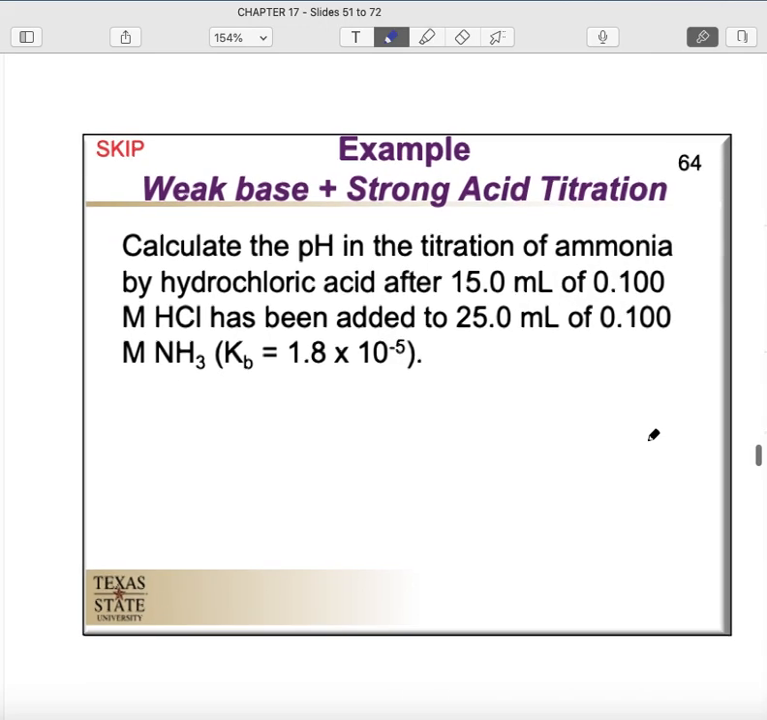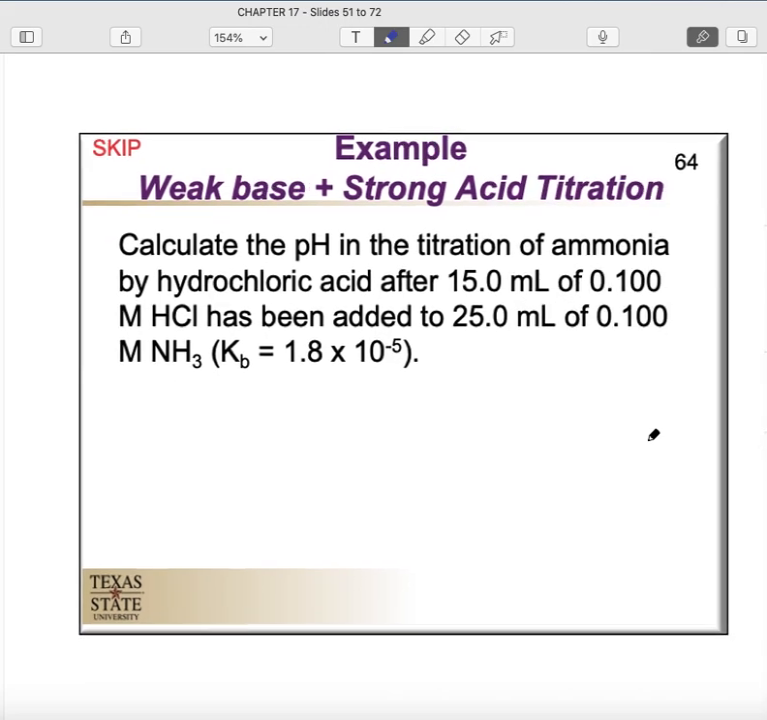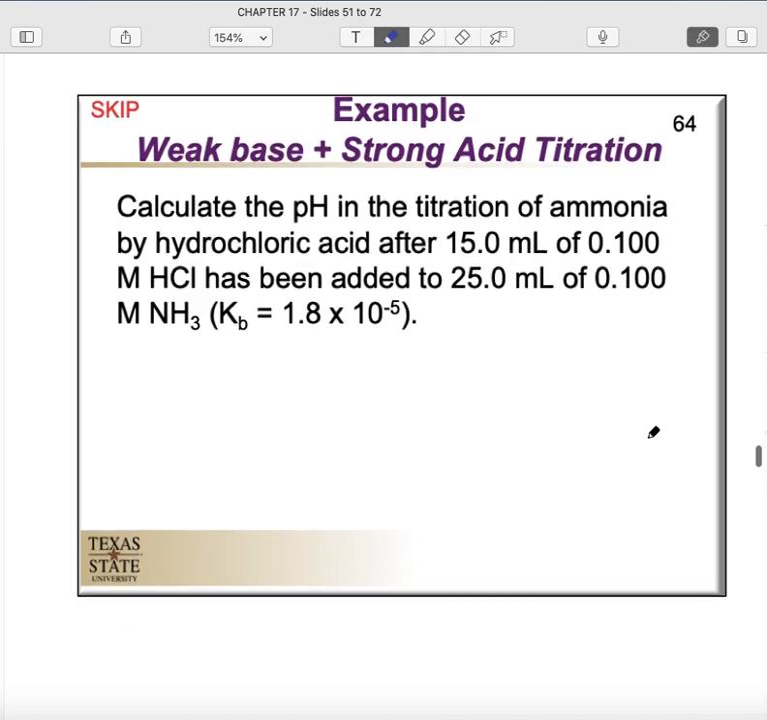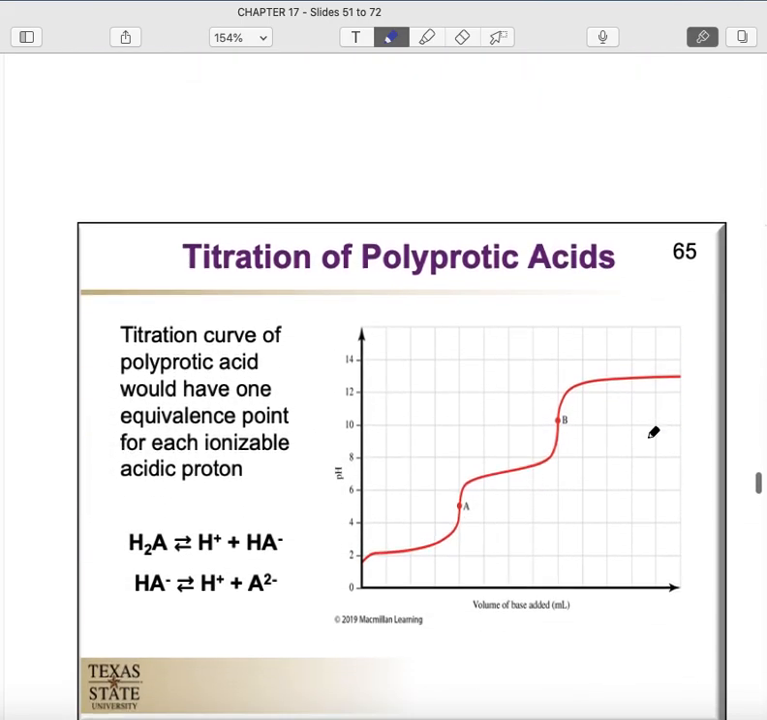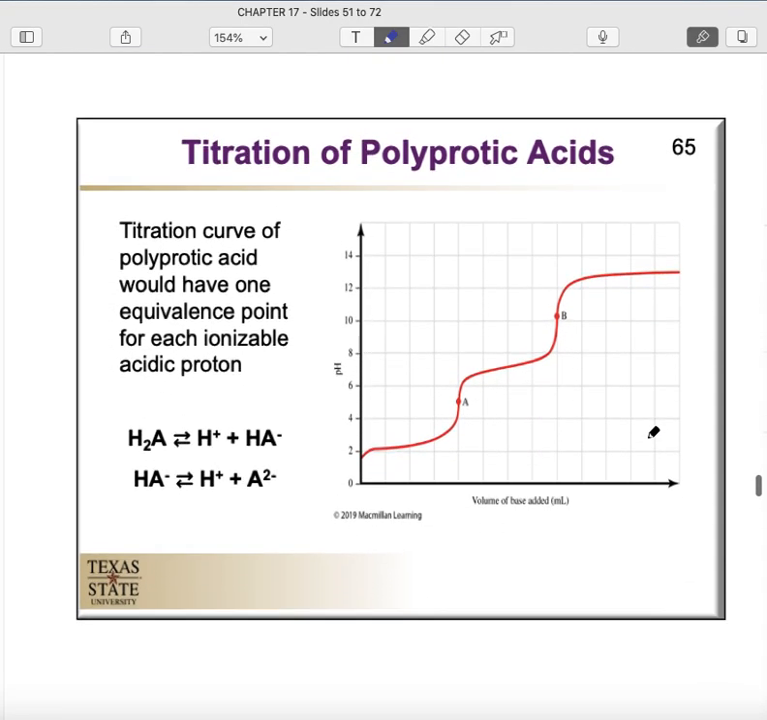All right, we will be skipping this other calculation. But again, if you are inclined to do it, I'd be happy to provide the solution to it. And let's move on to the titration of polyprotic acids.